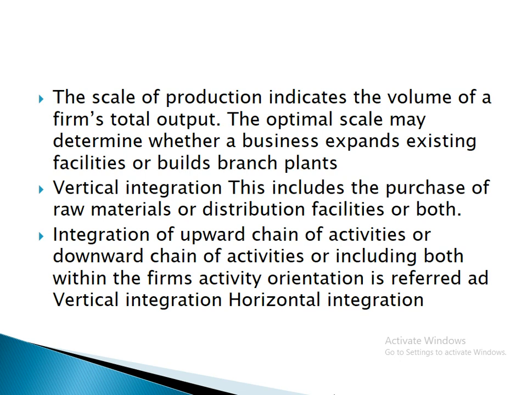The scale of production indicates the volume of a firm's total output. The optimal scale may determine whether a business expands existing facilities or builds branch plants. Finding the optimal scale of production is an attempt to eliminate or reduce diseconomies of scale, like diminishing returns. The division of labor is a critical component of mass production.